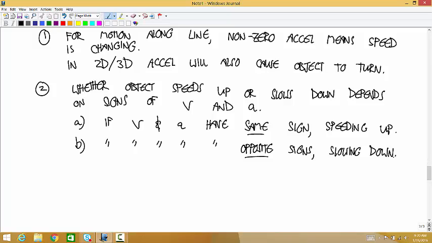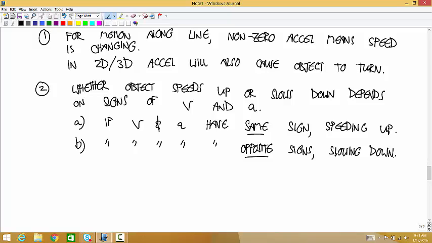Okay, so think about it intuitively. What do you think? How would you describe a case where an object has a negative velocity and a positive acceleration? How would you describe what the object is doing? Yep. It's getting closer to being at rest from moving in the negative direction. Yeah, that's right. It's moving in the negative direction and slowing down.